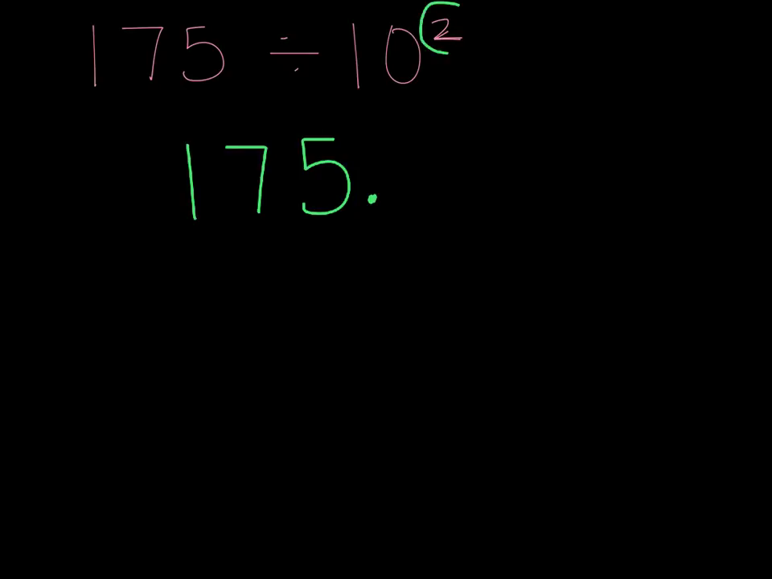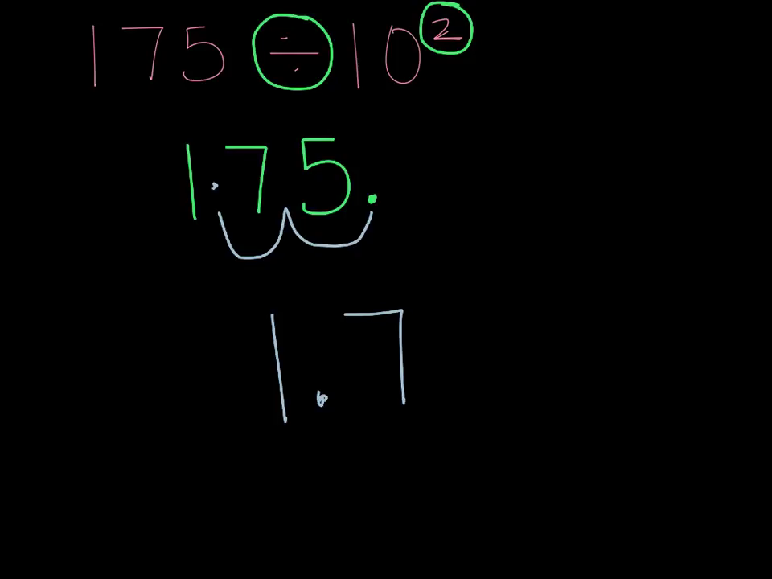Our exponent still tells us how many times to move it, and our symbol, our operation, tells us which way to move it. Since we're dividing this time, our number is going to be getting smaller. So we're going to move the decimal point to the front 2 times. Now we rewrite our quotient, and we have 1.75.